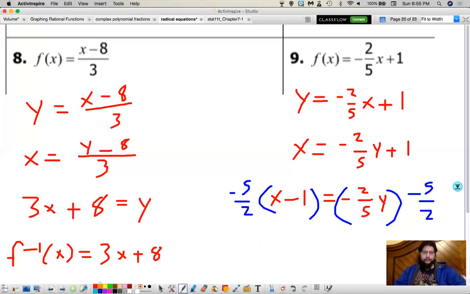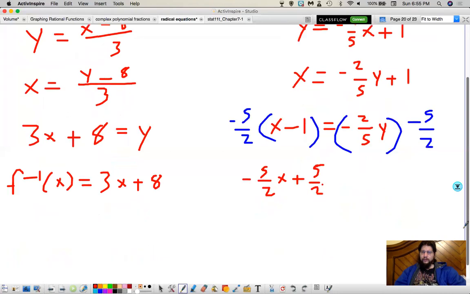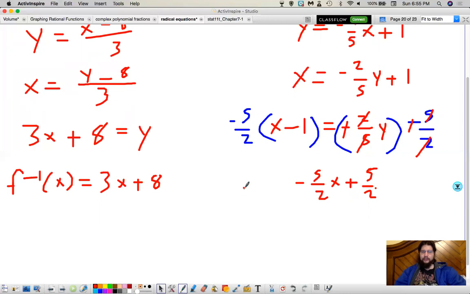That's going to be -5 halves x plus 5 halves. Let's put it over here. The negatives cancel. The 5s cancel. The 2s cancel. We're left with y. This is f inverse. So the inverse of f of x is this.